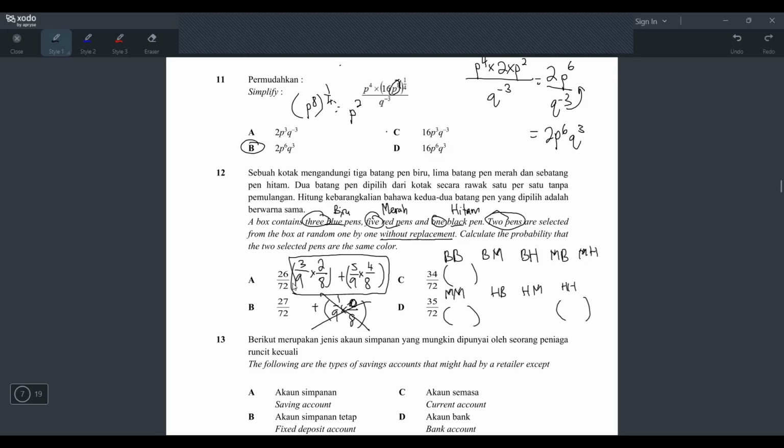Right? So let me press 3 divided by 9 times 2 divided by 8 plus 5 divided by 9 times 4 divided by 8. Okay, my calculator gives me 13/26. But if I look at my ABCD, tak ada jawapan, right? So how? Okay, let's look at A answer. 26/72. Actually, this one can kecilkan, right? Divide by 2, which is 13/36, which is exactly the same as my answer. So A lah, A should be the answer. Okay, because 26/72, after you cut, after you potong, you will get 13/36. Okay, so number 12, answer is A.